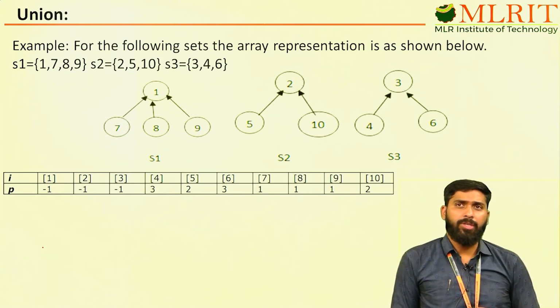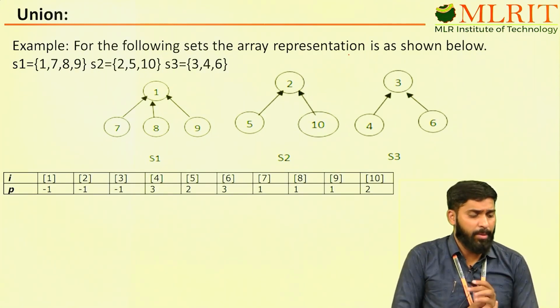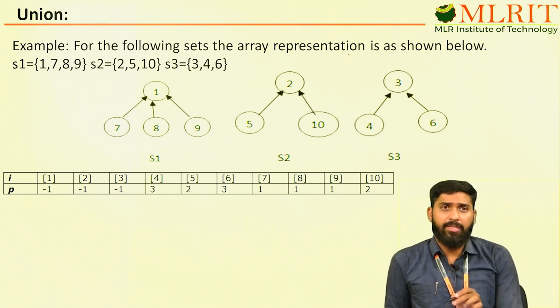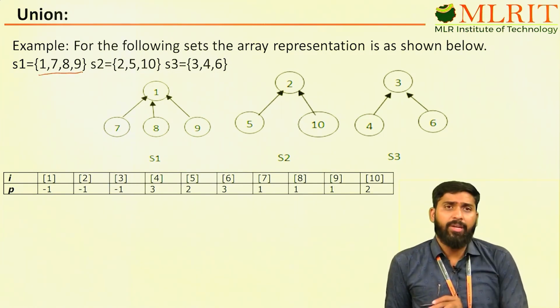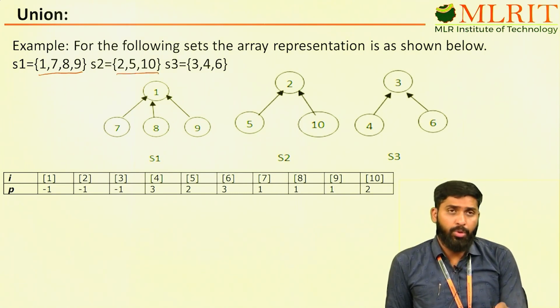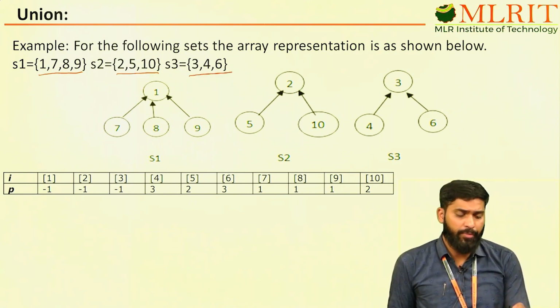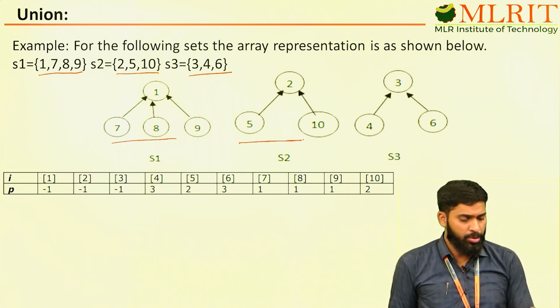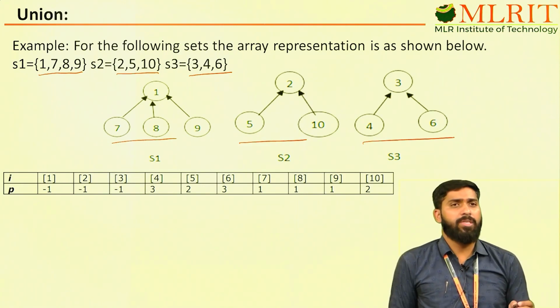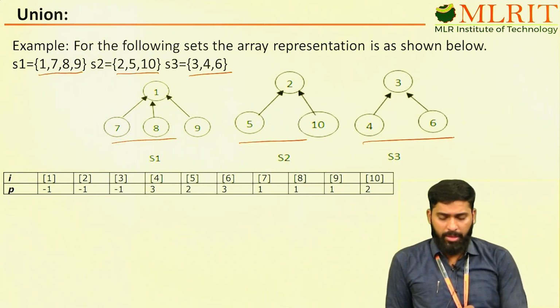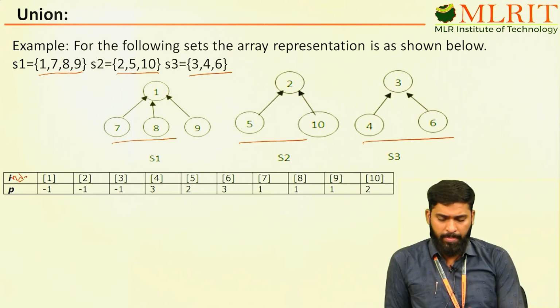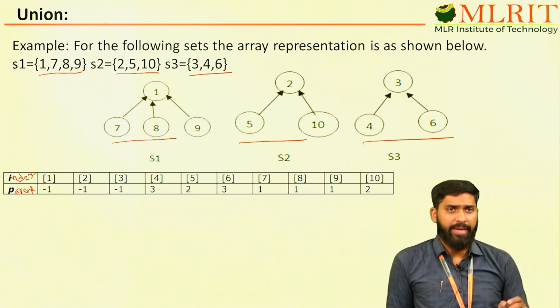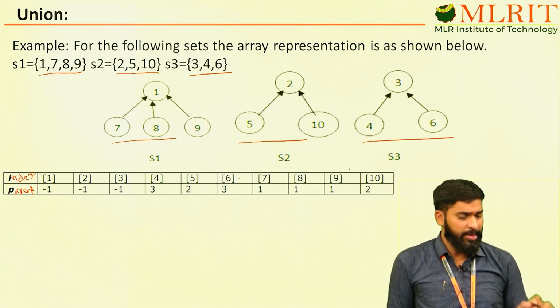Union operation. For the following sets, the array representation is shown below. S1 equals 1, 7, 8, 9. S2 equals 2, 5, 10. S3 equals 3, 4, 6. This is the tree representation of S1, S2, S3. Now we represent the trees in the form of an array. This is the index and this is the parent. Now we write all the elements as index: 1, 2, 3, 4, 5, 6, 7, 8, 9, 10.